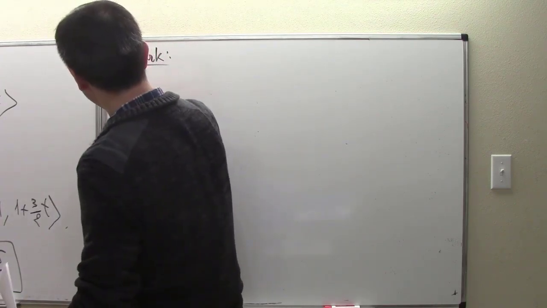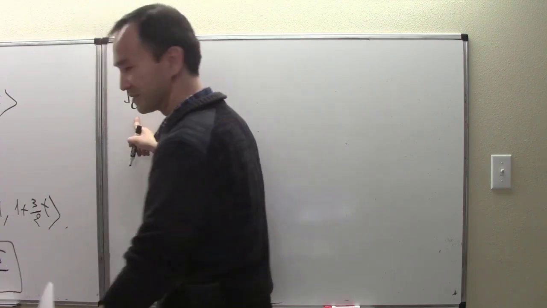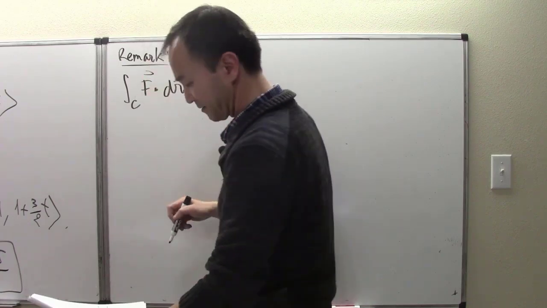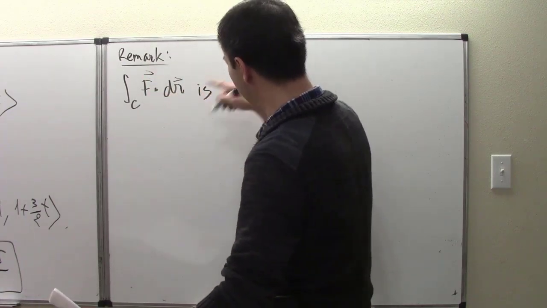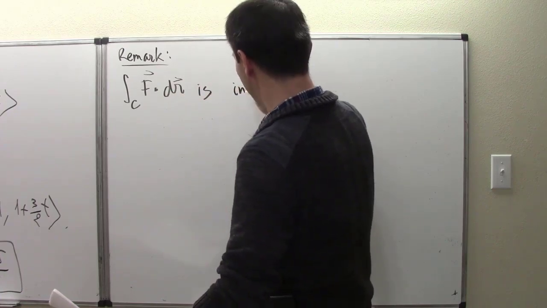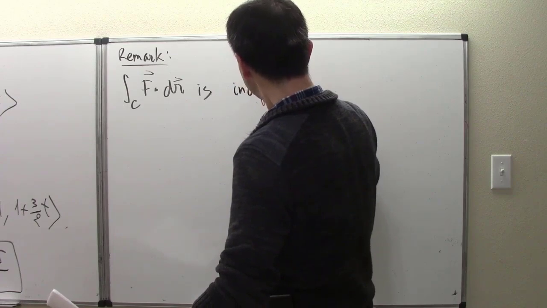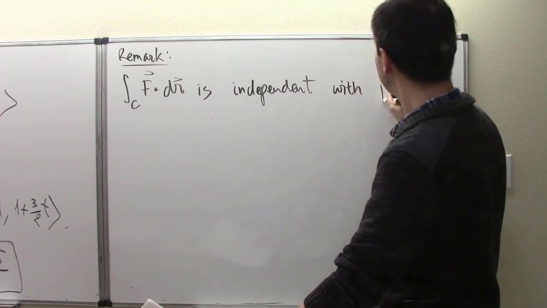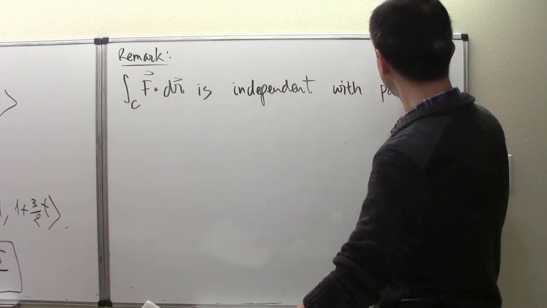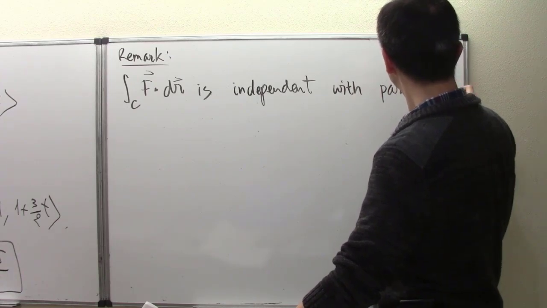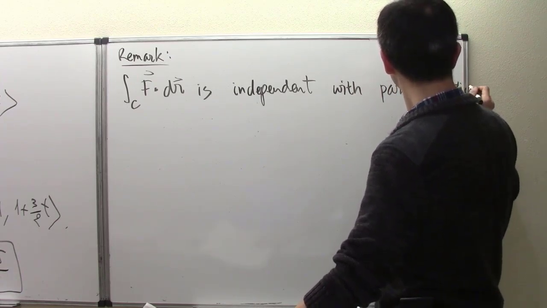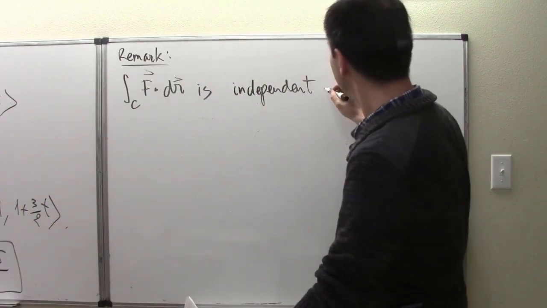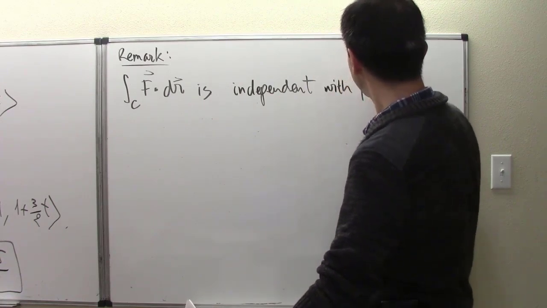Anytime you're doing a line integral over a space curve C, the line integral of F dot dr, the answer that comes out is independent of the parameterization.